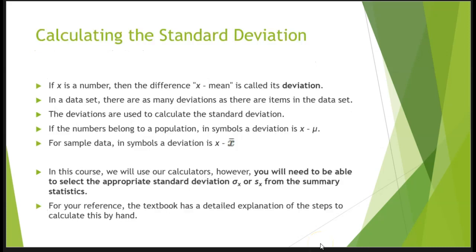Now, calculating the standard deviation. Let's go over a few things first. If x is a number, then the difference of x minus the mean is called the deviation. In a data set, there are an equal number of deviations as there are items in the data set. And those deviations are what we use to calculate the standard deviation. If the numbers belong to a population, remember that we are going to use our population symbols. And if our numbers come from a sample, then we will use our sample symbols.